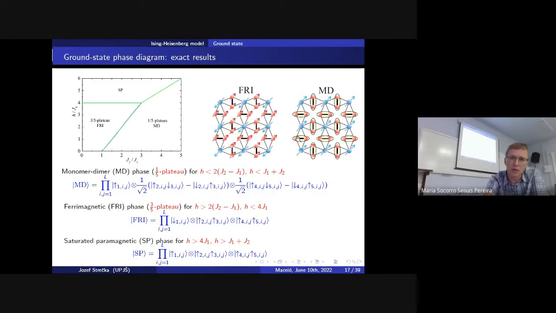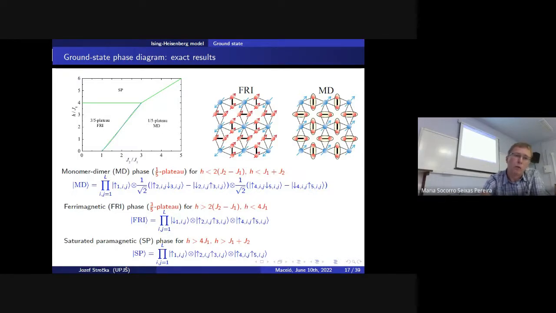But an arbitrary non-zero field will polarize them up, as is shown here for arbitrary non-zero field in this eigenvector. The second corresponds to this classical state, ferrimagnetic. And of course, if the field is large enough, we are getting the saturated paramagnetic state, which is given by this state where all spins point up.